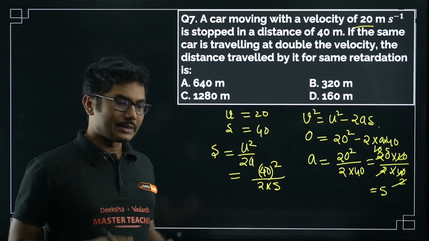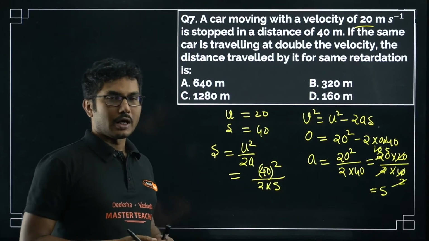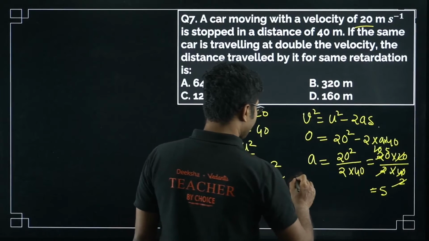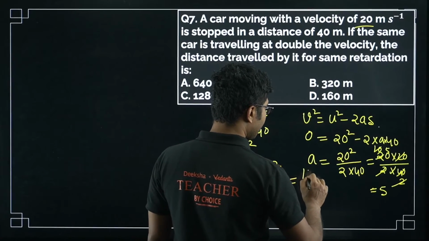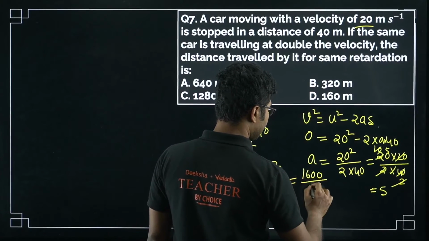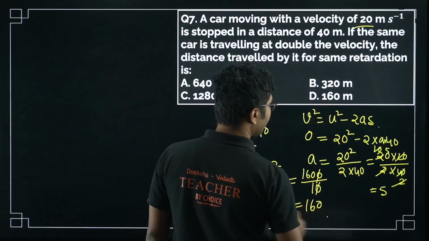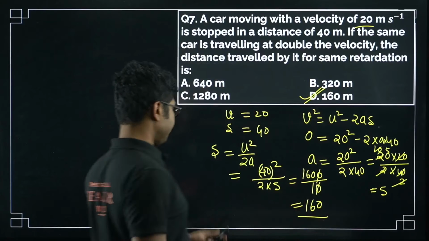When the car is moving with some speed and you apply brakes, that means the deceleration of the car is the same. So that is the main funda of this question. So 1600 divided by 10, the zeros cancel, so you get 160. So 160 meter is the answer.